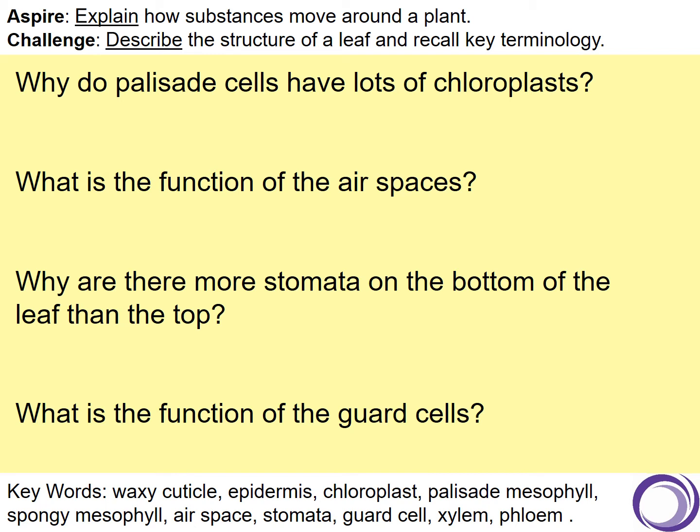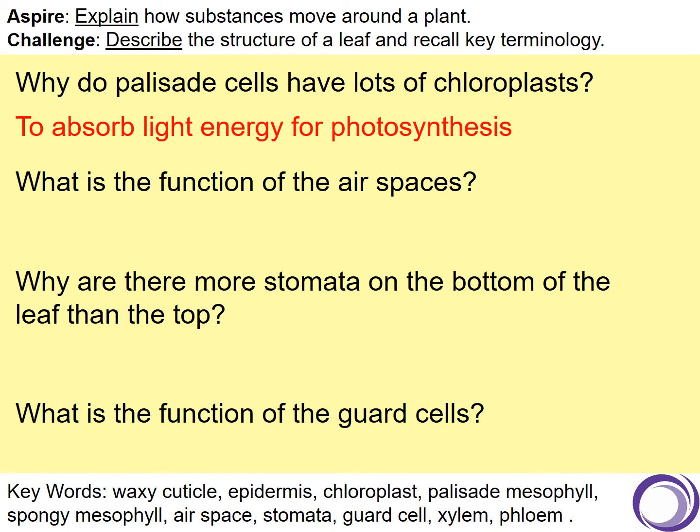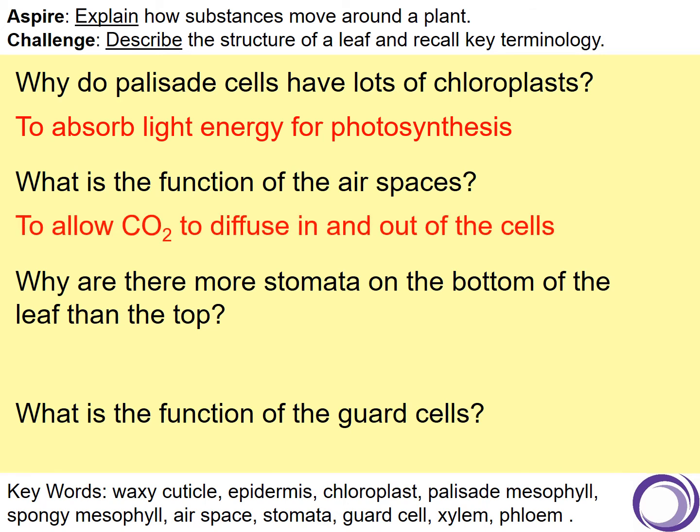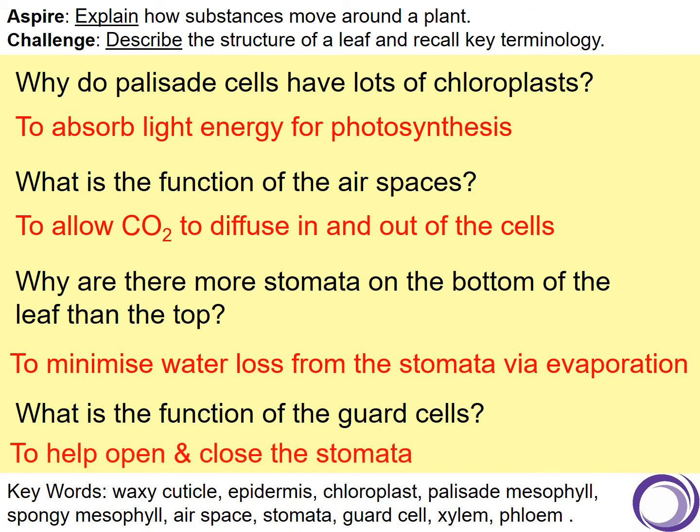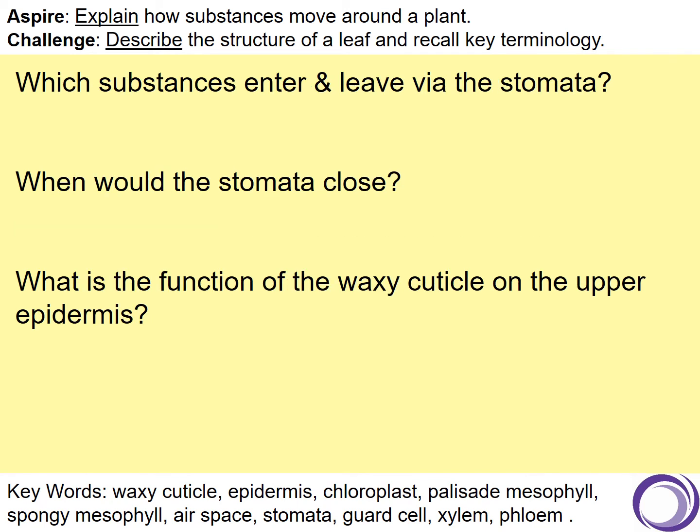Okay, so the palisade layer has lots of chloroplasts because they need to absorb light energy or sunlight for photosynthesis. The function of the airspace is to allow carbon dioxide to diffuse into the palisade layer and oxygen to diffuse out of that layer. Why there are so many more stomata at the bottom of the leaf is that it stops water loss from the plant. And the function of the guard cells is to open and close the stomata.